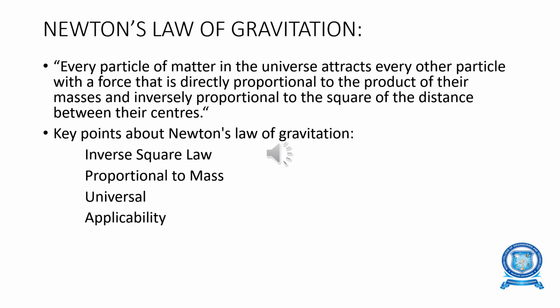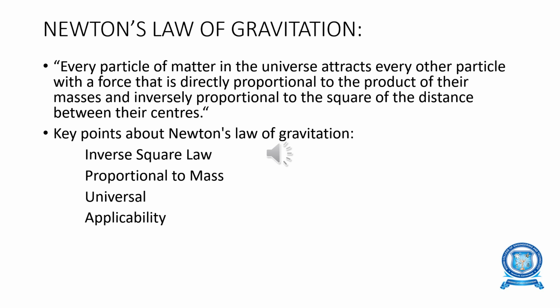Newton's law of gravitation, also referred to as the law of universal gravitation, is the fundamental principle that describes how two objects with mass attract each other due to the force of gravitation. The law was formulated by Sir Isaac Newton. According to him, the mathematical expression is F equals G m1 m2 divided by r squared. Here r is the distance between the centers of the two objects, m1 and m2 are the masses of the two objects, G is the gravitational constant, and F is the gravitational force.